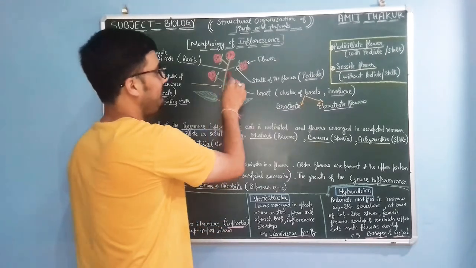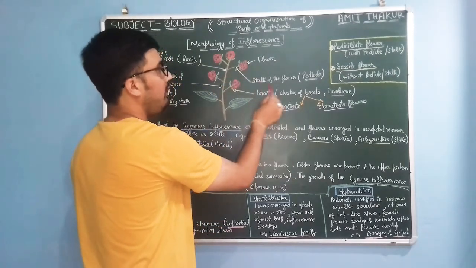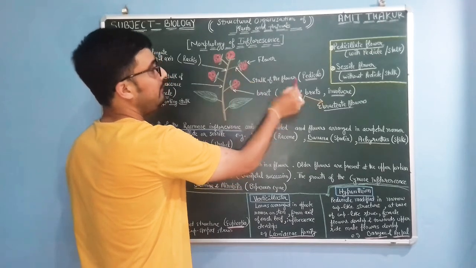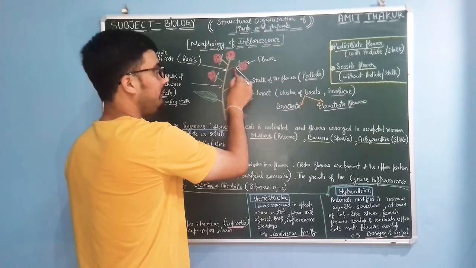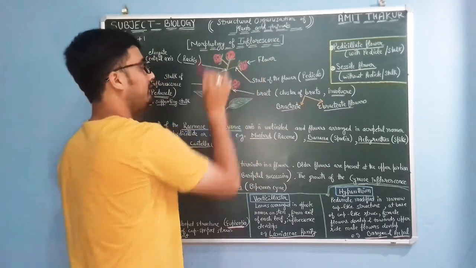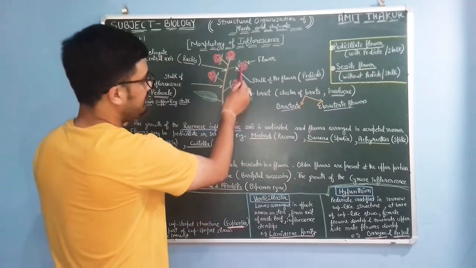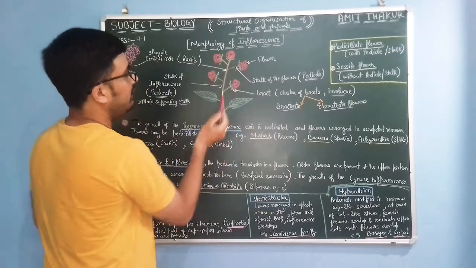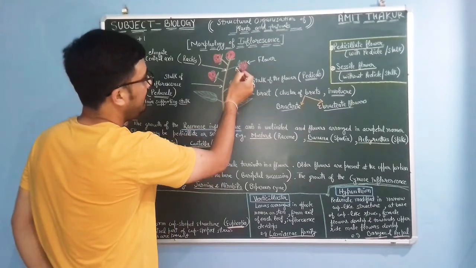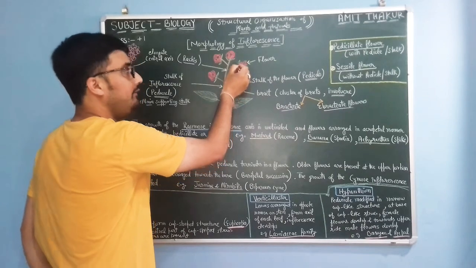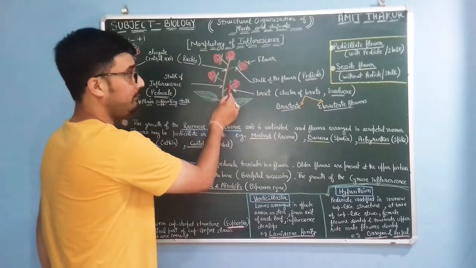So from this rachis, what originates? The stalk of the flower, which is known as pedicel. So this is the pedicel and this is the flower. And just beneath the flower, you are seeing over here the green, leaf-like structure. This is known as a bract.